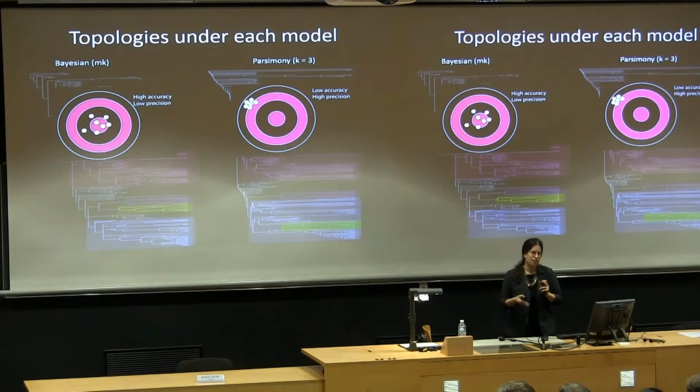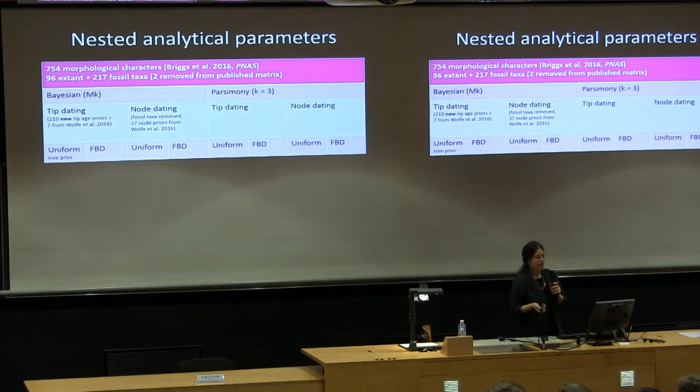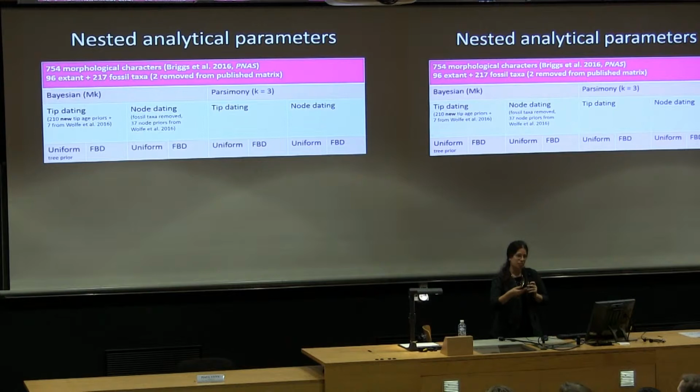I haven't read it really closely, but the Bayesian methods are supposed to have higher accuracy, so you're not getting the wrong topology erroneously, but it's not very precise, it's not well resolved. And perhaps the parsimony topology, all the nodes are resolved, but maybe they're the wrong nodes. So I decided to just do the inference on both. And I did this with tip and node dating, and then with uniform tree priors and fossil birth death priors as well.